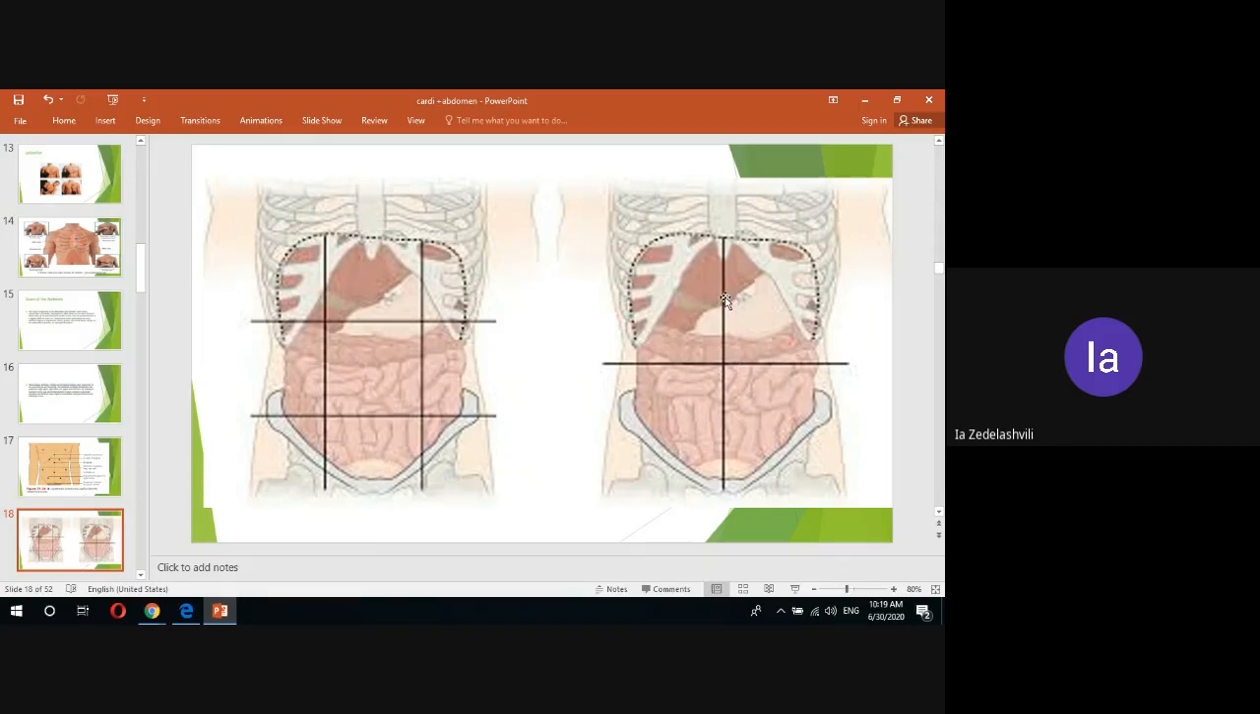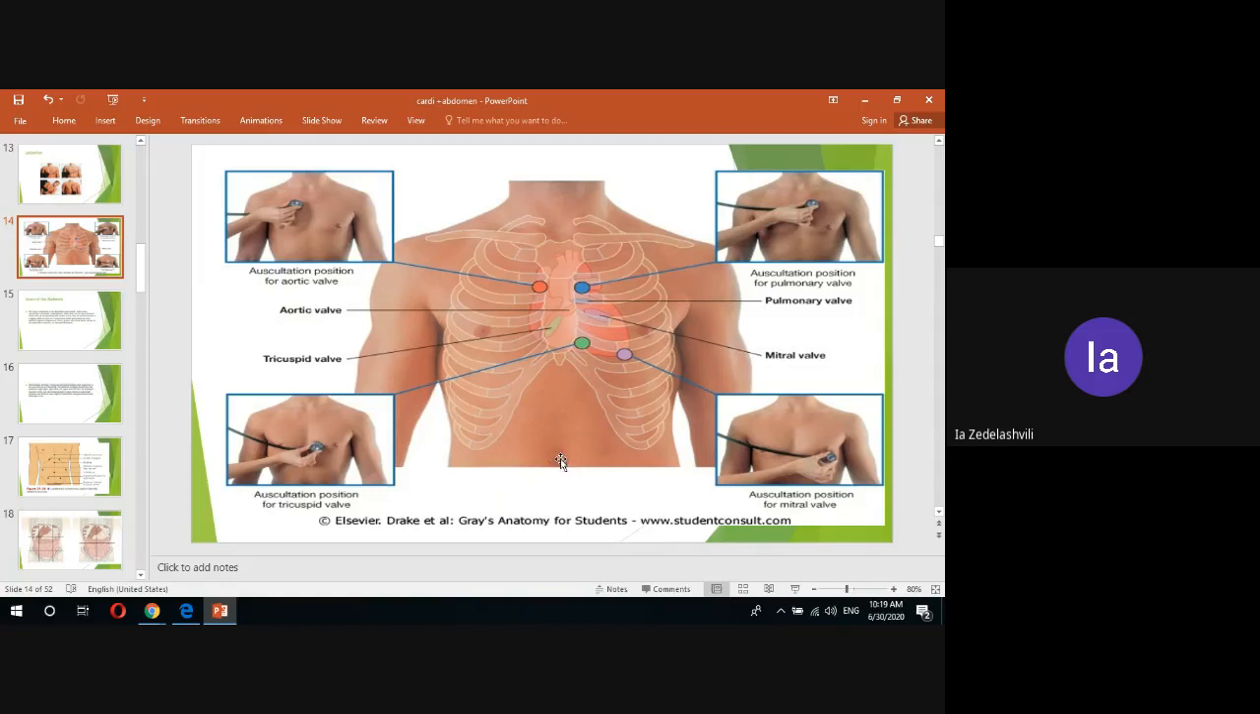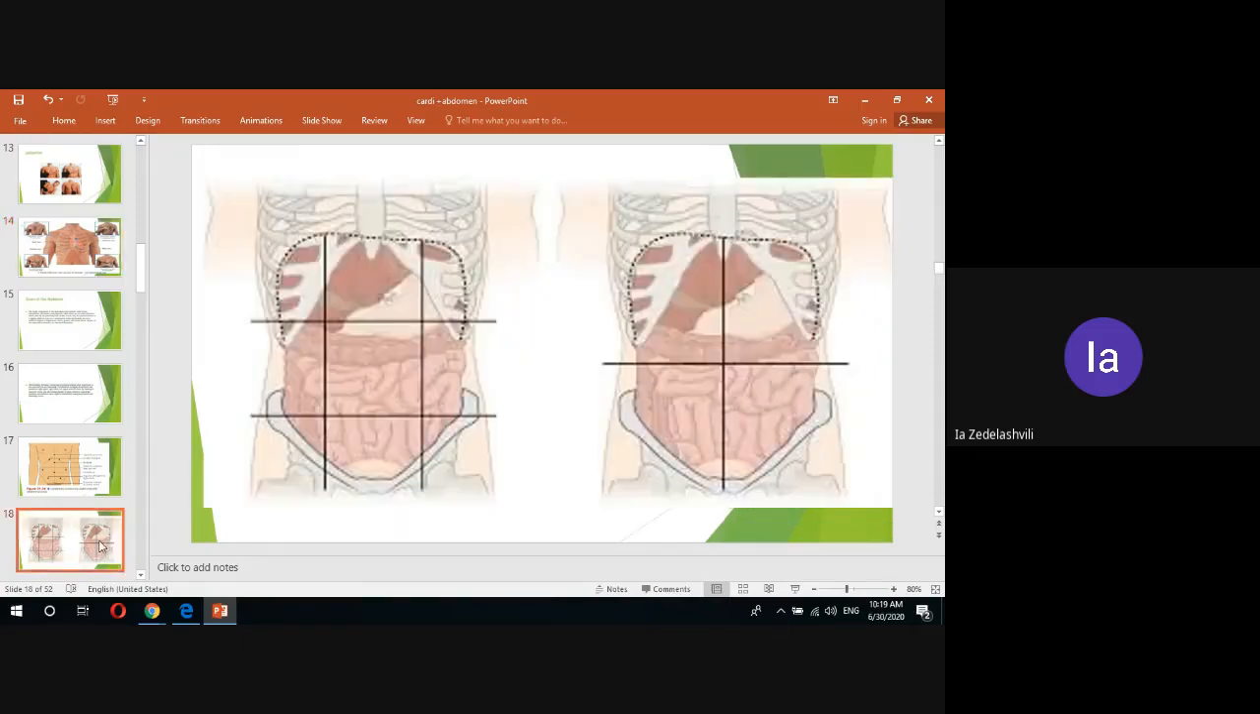So what about the other part? The other kind of division is into 4 quadrants: 1, 2, 3, 4, as you see, and it's easier because in the middle is the umbilicus. Everyone has this in the middle. On this umbilicus I draw a vertical line and a horizontal line, so it is divided into 4 parts. What can I find? Upper right, upper left, lower right, lower left quadrants.